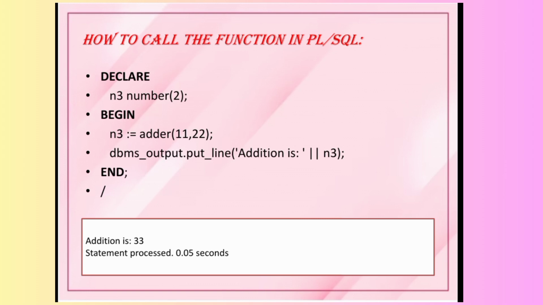Here, see how we call the adder function. In this program we create the n3 variable and the data type is number. Within the begin section we will call the adder function using adder and then parameters 11 and 22. Here 11 will be stored in the n1 variable, 22 will be stored in the n2 variable. While calling the adder function, 11 will be passed to n1 and 22 will be passed to n2.